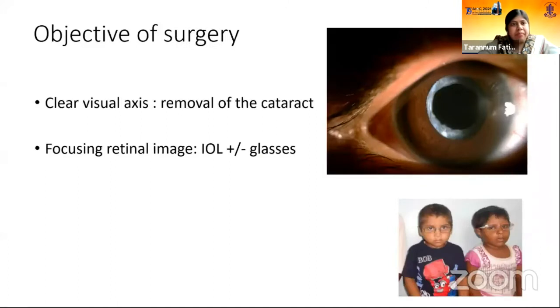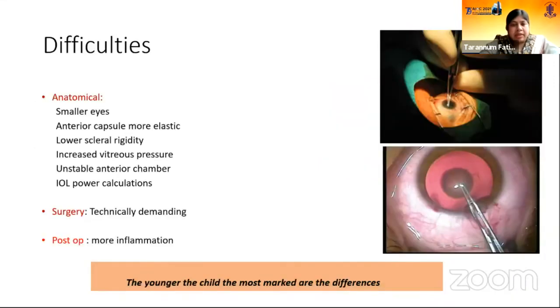this case. The objective of surgery is to clear the visual axis by removal of the cataract and focusing of the retinal image by placing an IOL plus minus glasses.